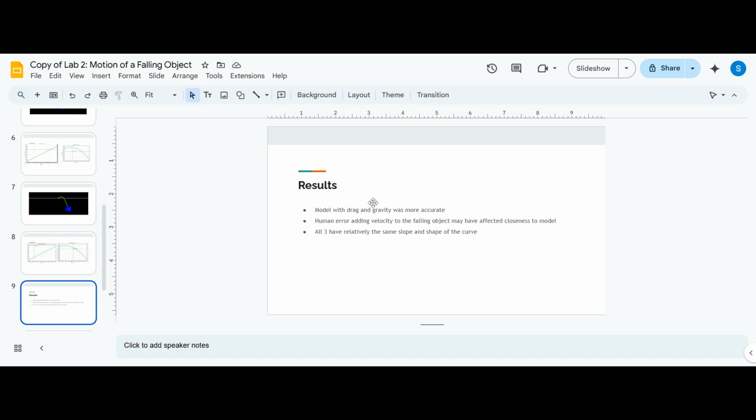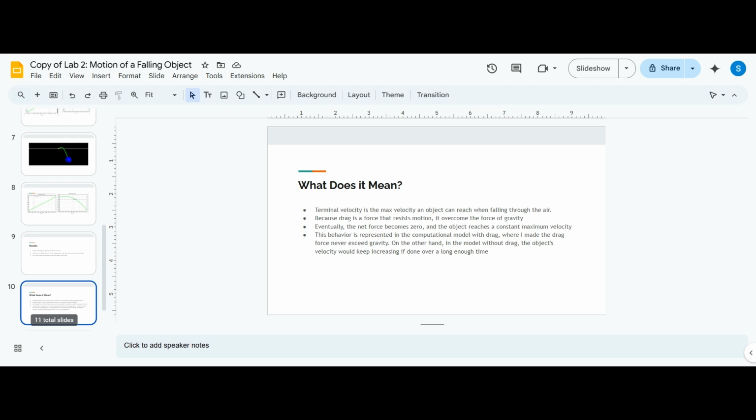The result we found was that the model with drag and gravity was more accurate than just the model with gravity. We also calculated for human error, and adding velocity to the falling object may have affected the closeness to the ball. But all three relatively had the same slope and shape of curve, which reflects the predominant force, which is gravity acting upon the ball in the end.